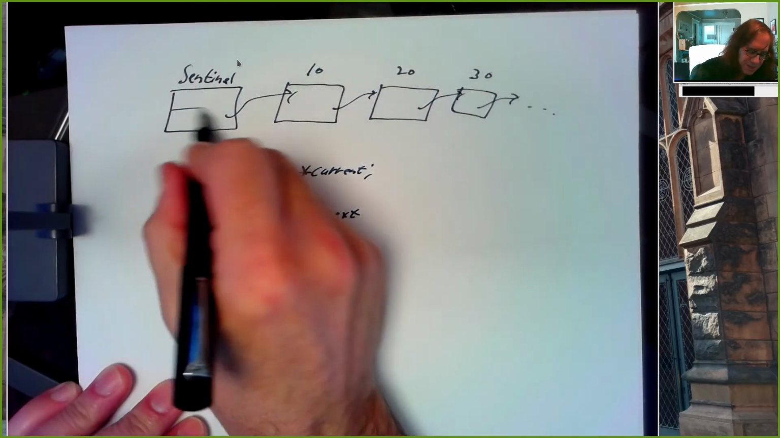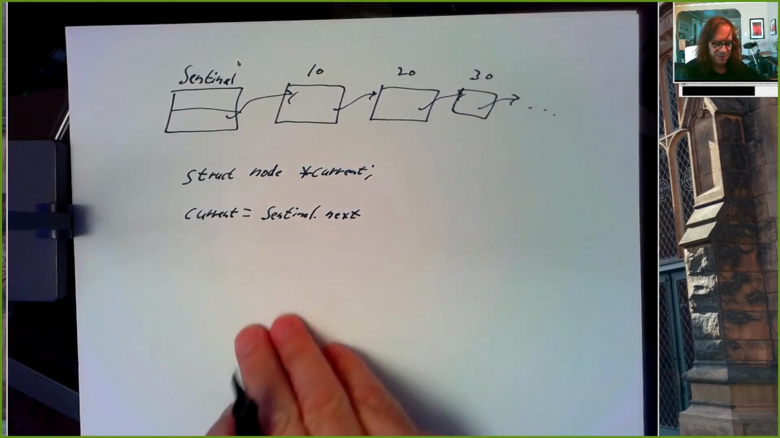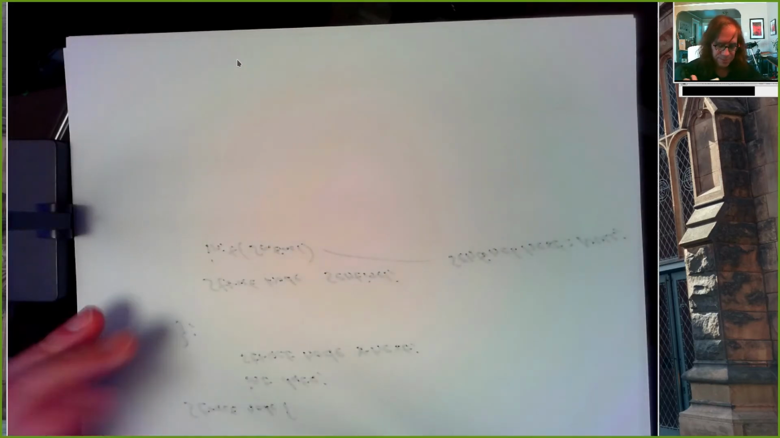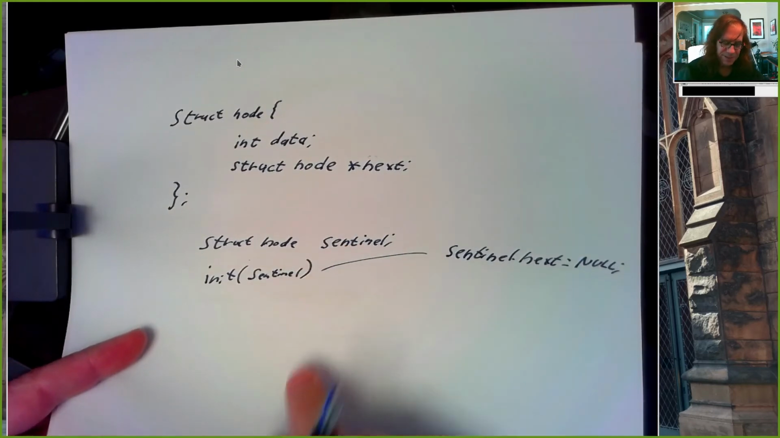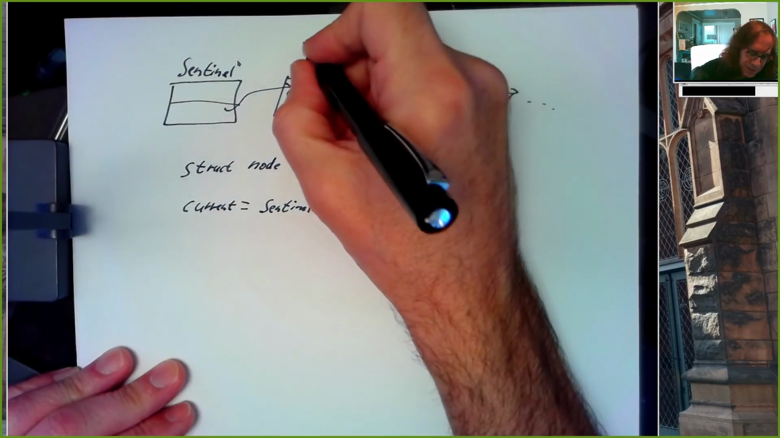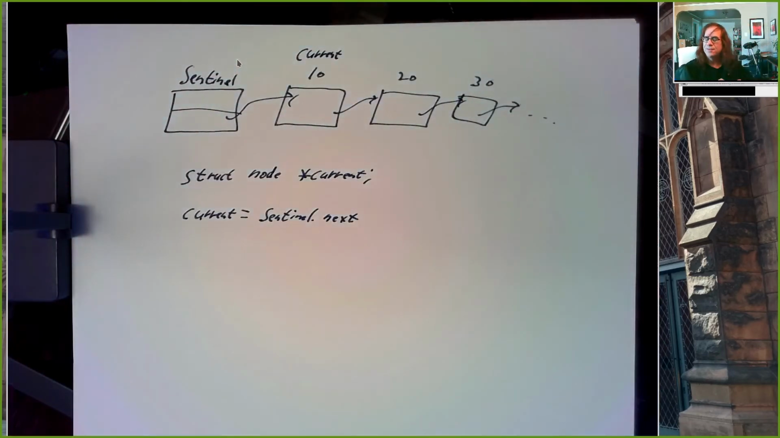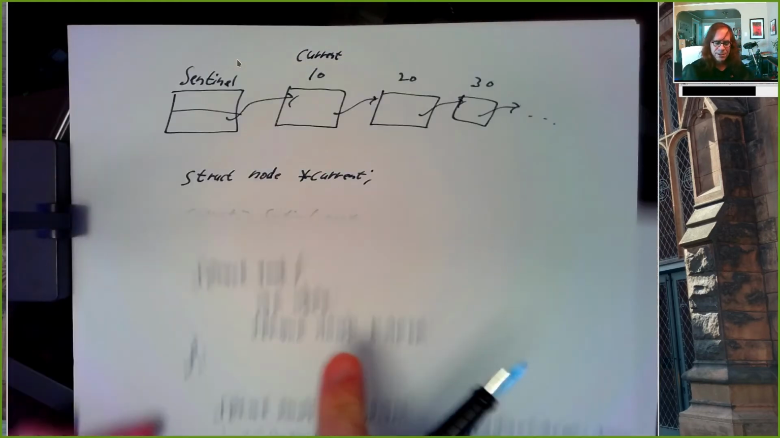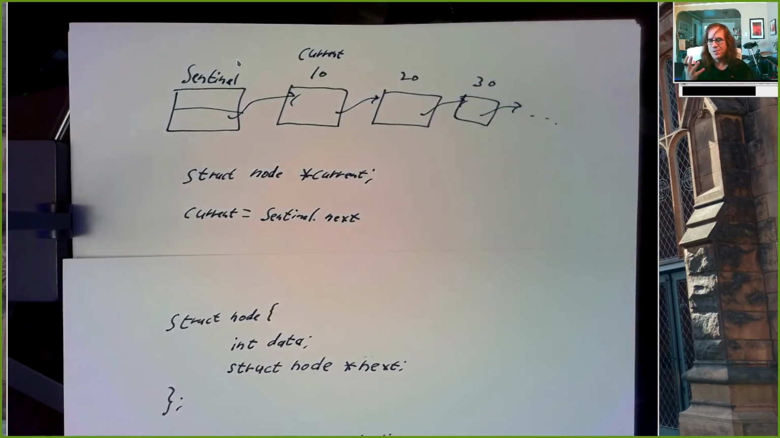So if sentinel is actually this node, because I did something like this, if I actually declared it to be a struct node, then I can set current equal to sentinel.next. This is going to be my current. But I'm potentially getting confused now, because sentinel is a struct node, and current is a pointer to a struct node. And that's just kind of begging for confusion.